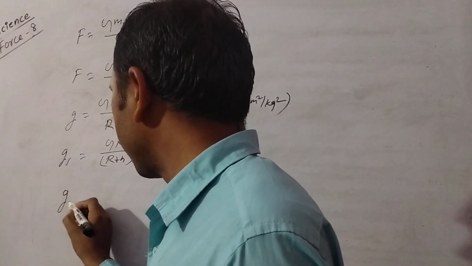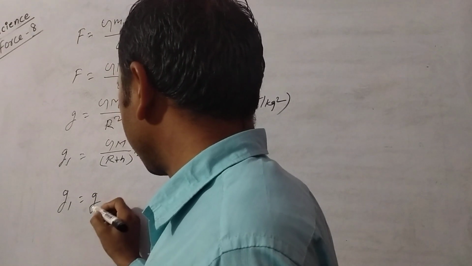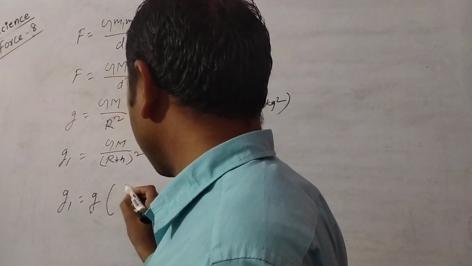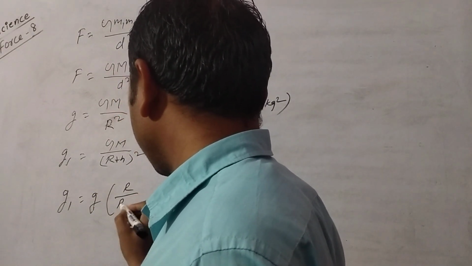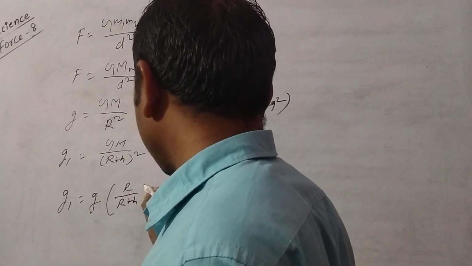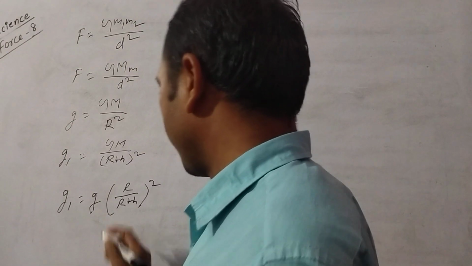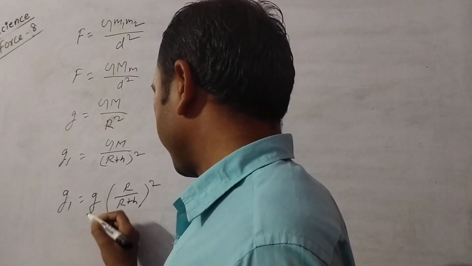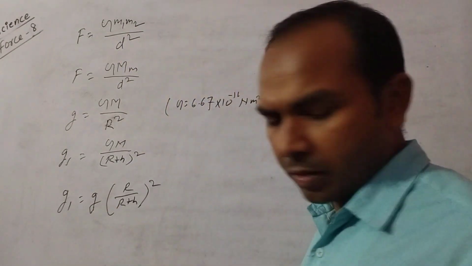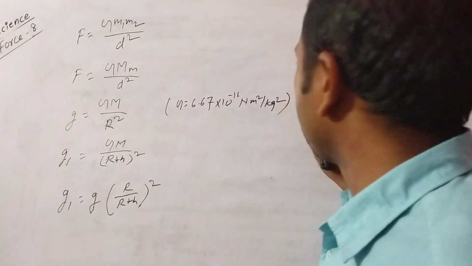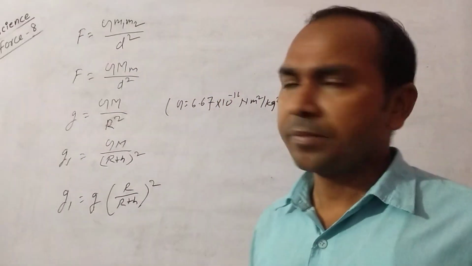Another formula is g1 is equal to g into r by r plus h, whole square. This formula. Okay. Now I am going to discuss some numericals.